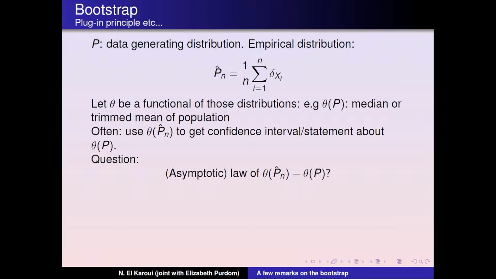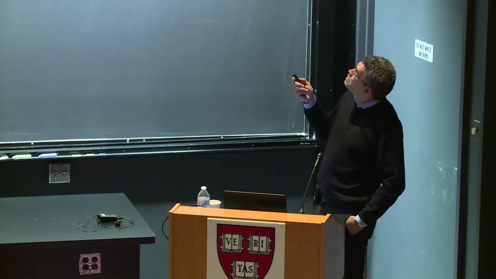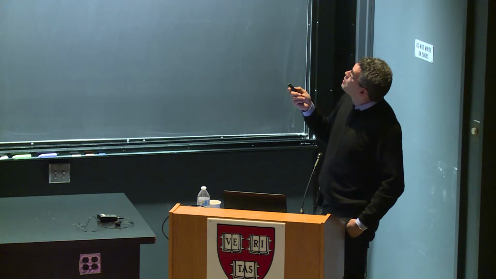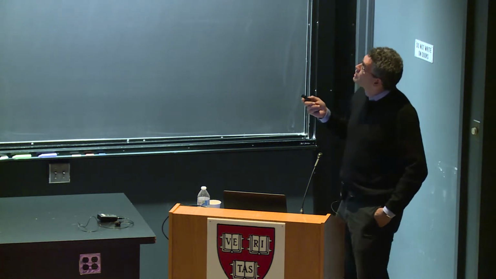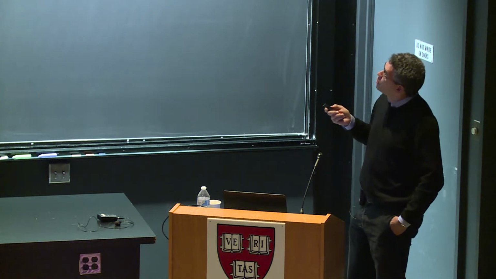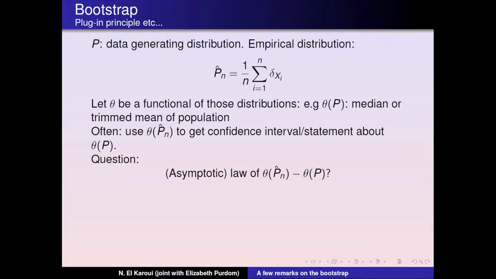That could be the median of this distribution, or a trimmed mean for the population. Often what we do is a plug-in principle, which means that we take the function of the distribution and now apply it to our best guess for P, which is P hat n. We want a confidence interval or a statement about the law of theta of P hat n. So often the question is: if I take theta of P hat n minus theta of P, what's the distribution of this? Again, to have some idea about the accuracy of theta of P hat n for theta of P, or confidence intervals.